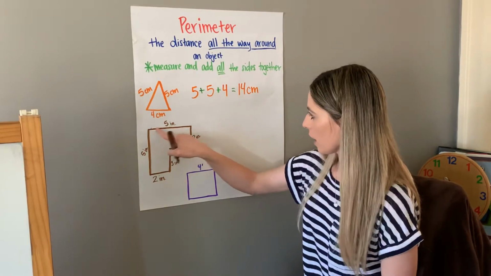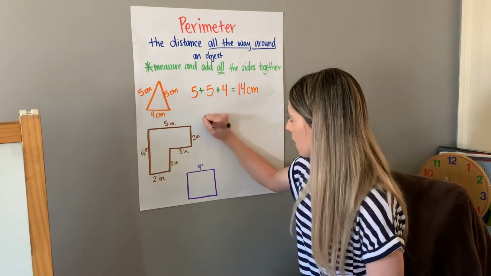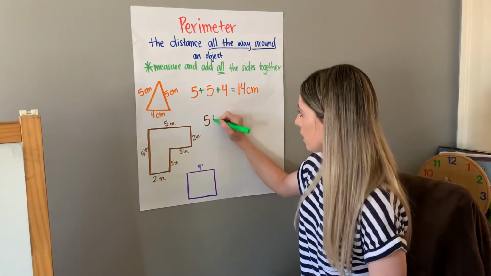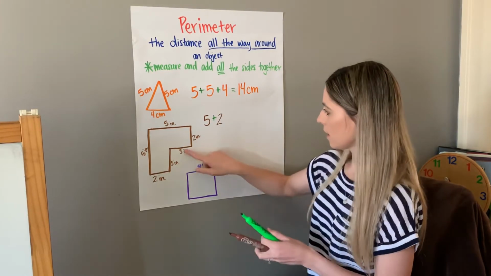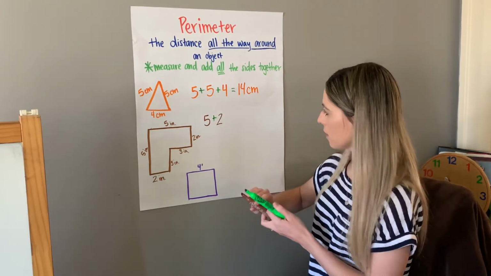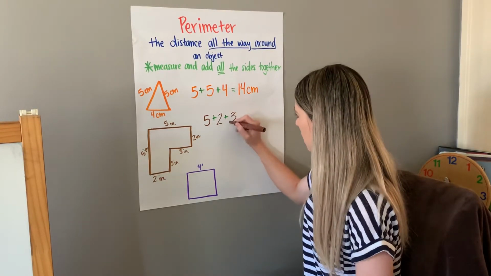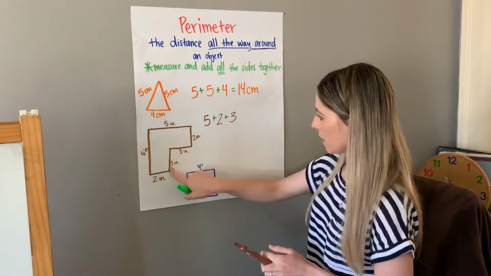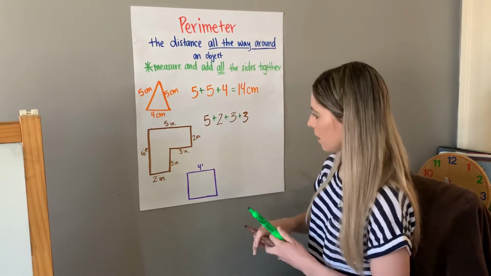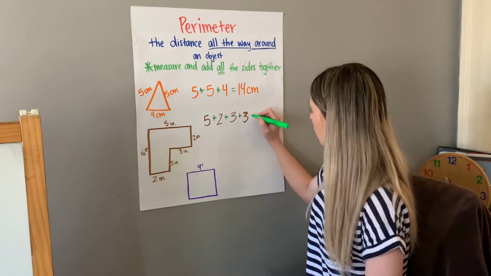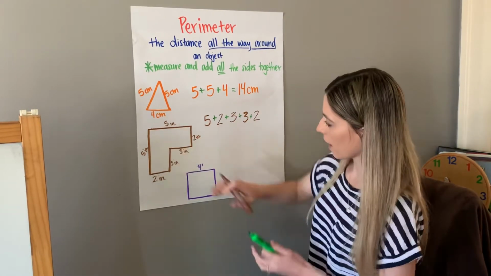We're going to start here and work our way around. So I'm going to start with 5 plus, this one is 2, plus this one right here, I still have to count that, is 3. This one down is 3. This one across is 2. And this one back up is 5.